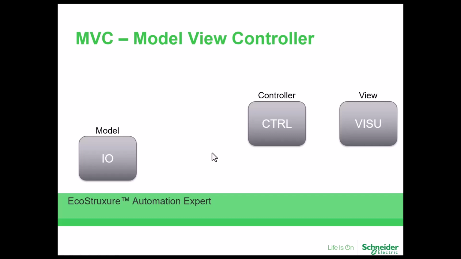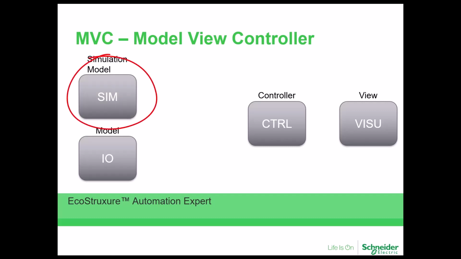They will be inside a composite block called I/O. The control logic will be executed inside the controller, which will be also a composite, but called CTRL. All the visualization elements will be in the view, which is a CAT, called Visu. Since we are also creating a digital twin, we will use a second model inside a composite object called Sim.